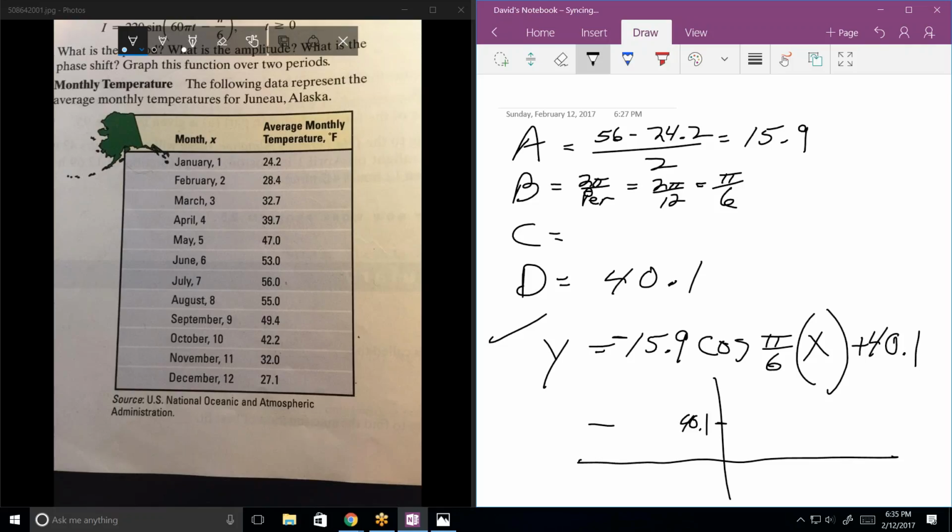I'm going to draw a dotted line to represent my new horizontal axis of symmetry. And I'm going to draw a negative cosine curve. Well, the negative cosine curve is going to start at 24 degrees. I'll round stuff off here. And it's going to go to a high of 56 degrees. You with me? And it's going to take exactly 12 months to complete one period. And it's going to look like this.